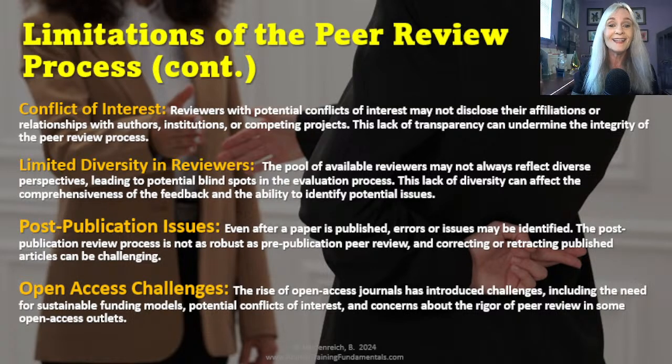And then, of course, once the thing is out there, can those things that are problematic be corrected? Sometimes not. So there isn't really a great post-publication process for correcting and retracting things that are not so great. And of course, as I mentioned before, open access. So the rise of open access journals has introduced challenges, including the need for, as it says, sustainable funding models, potential conflicts of interest, and concerns about the rigor of the peer review process in some of these open access journals. Whew, so that was a lot of stuff there on that.